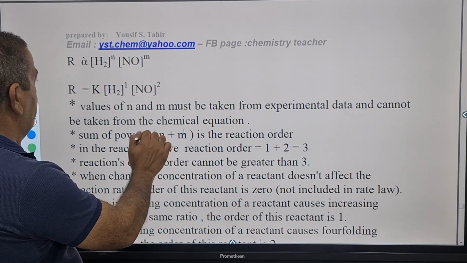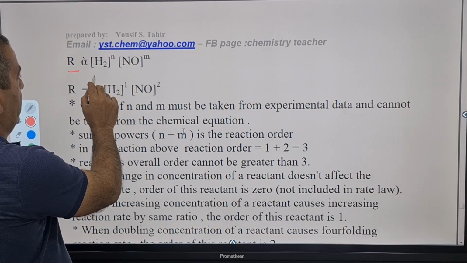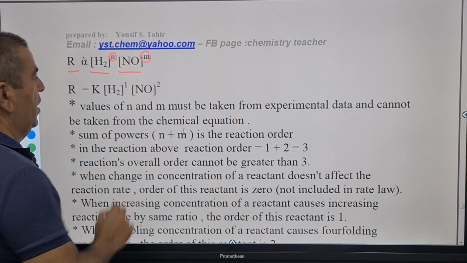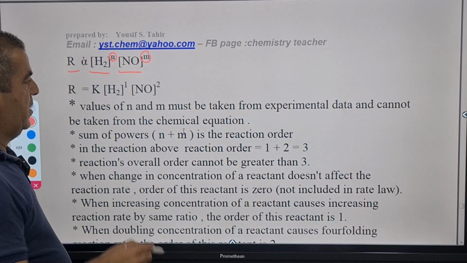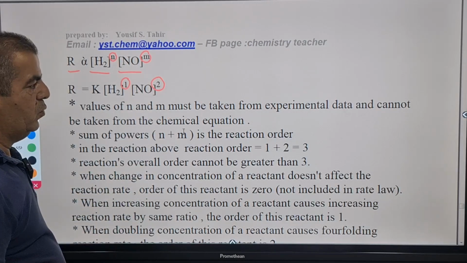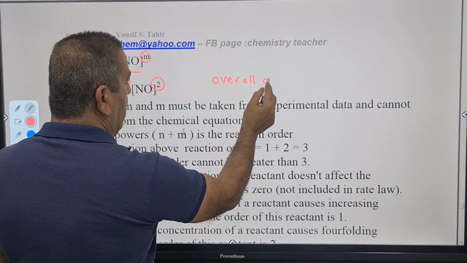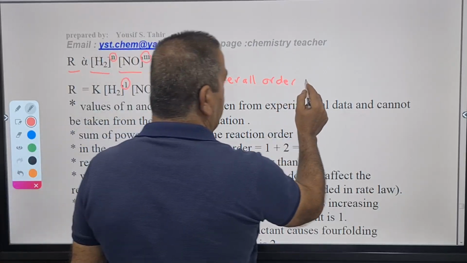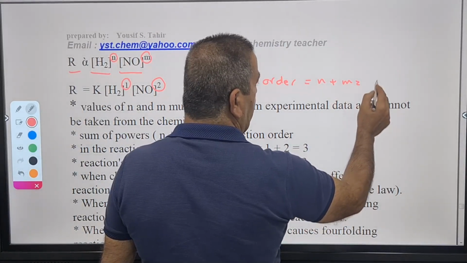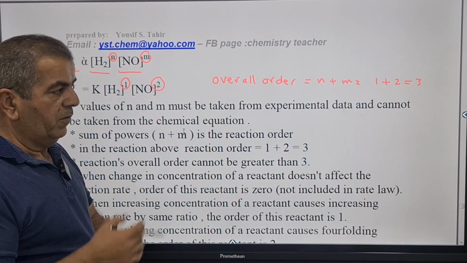So we have some details here. For this example, R is directly proportional to the molar concentration of hydrogen raised to n times the molar concentration of nitrogen monoxide raised to m. Now, from experiments, it's found n equals 1 and m equals 2. So the overall order of the reaction equals n plus m, which is 1 plus 2 equals 3. So the overall order of this reaction is 3.